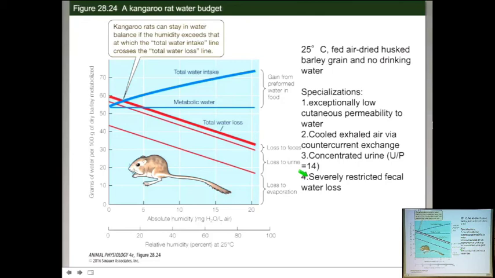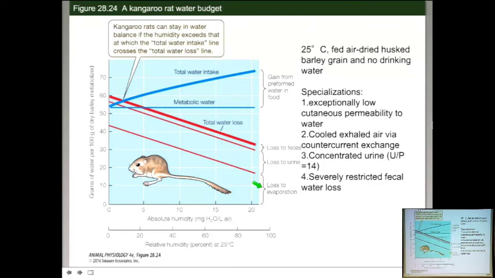Let's look at the graph in a little bit more detail. So what is shown here is that the water loss to evaporation is this line here, and it scales with the humidity. So the drier the air, the more water that's lost. This makes sense because the rate of water loss is equal to the difference between the water saturation in the skin versus in the environment.